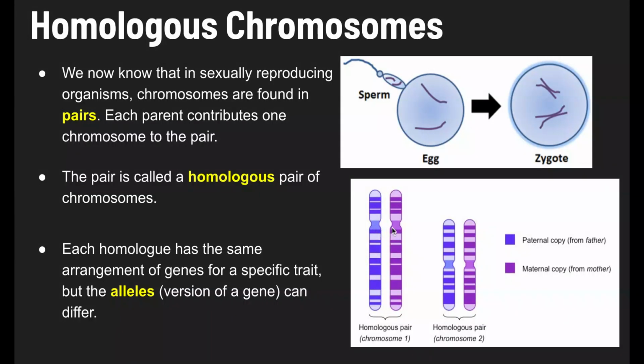So it's just a way of distinguishing them. But notice these bands going across them, those represent genes for a specific trait. And the bands are all lined up because the genes are arranged in the same way within the homologous pair. So each homologue has the same arrangement of genes for a specific trait, but the alleles, which is a version of a gene, those can differ on each homologue. And I'll say more about that in a moment.